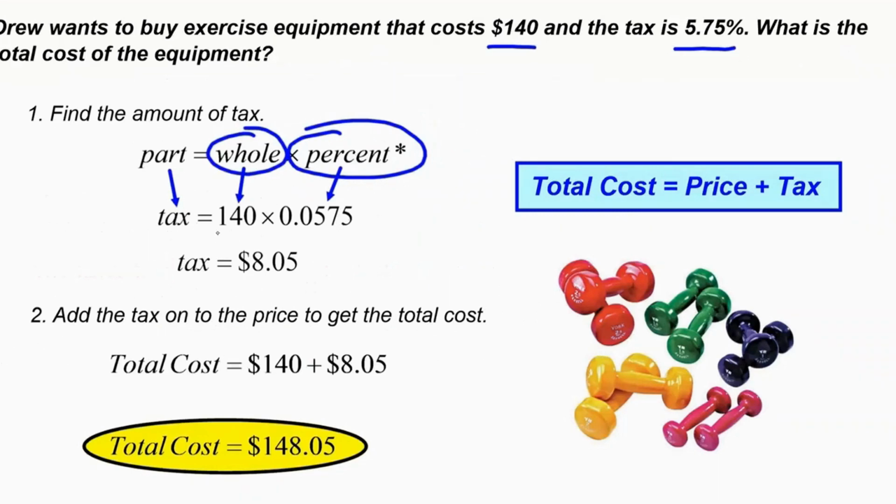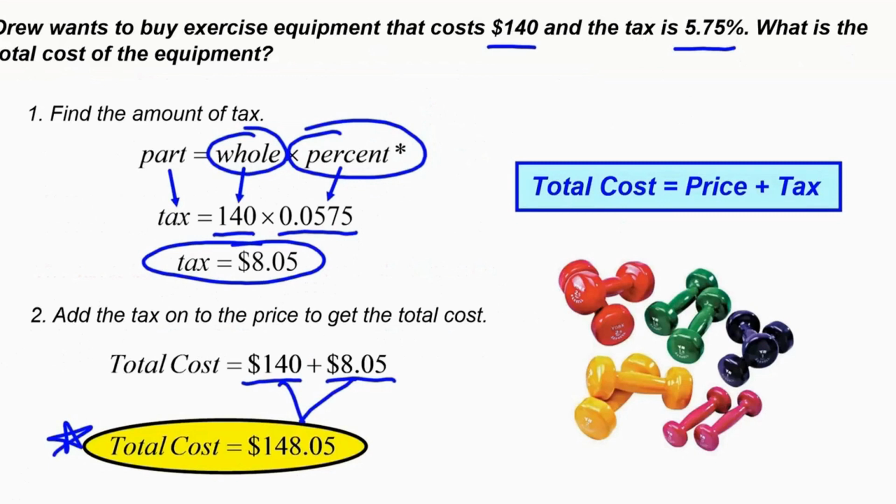The tax is going to be the cost of the equipment times the percentage. That'll tell us our tax, and the 5.75% as a decimal is 0.0575. I divided that by 100 to convert that percent to a decimal, remember? And then when I multiply those together, I get $8.05. So that's the amount of tax that we're going to have to pay. So then step two, I have to add that onto the price to get the total cost, because the total cost is the price plus the tax. So the equipment costs $140. The tax is $8.05. I add those together to get a total cost of $148.05 after tax. So the tax is the part, the price is the whole.